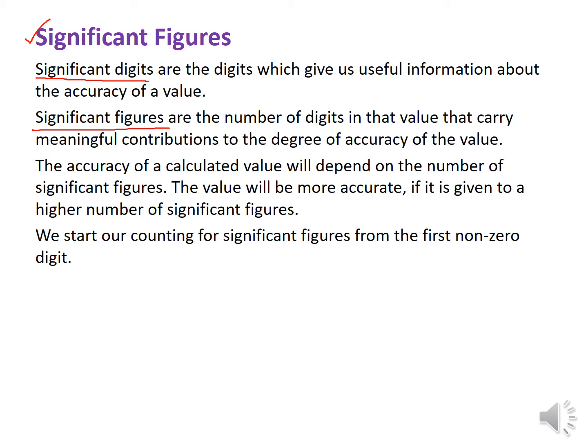We start our counting for significant figures from the first non-zero digit from the left side. Say we have a number 0.00082. So here the first non-zero digit is 8. So the first significant digit is 8 and the second significant digit is 2.